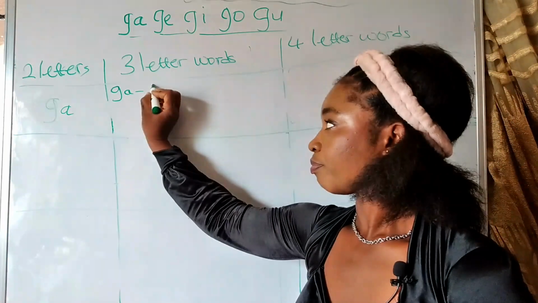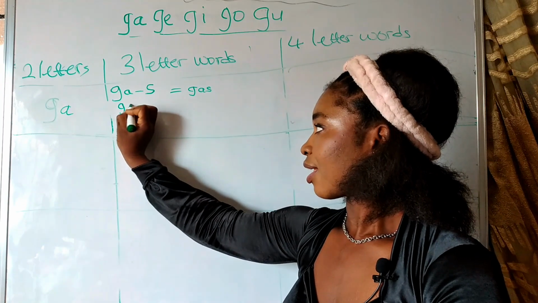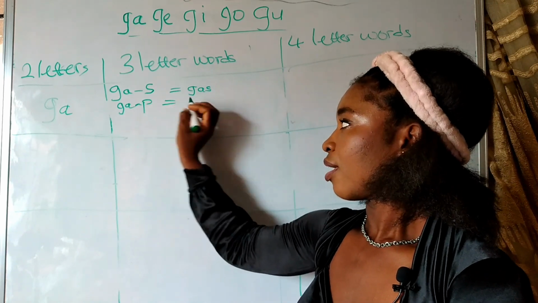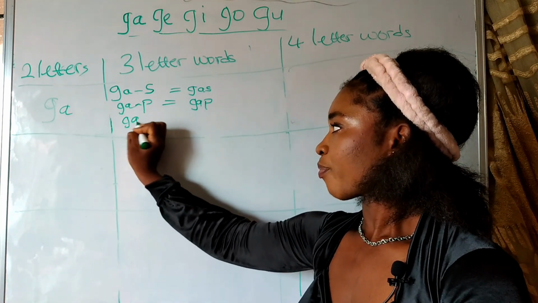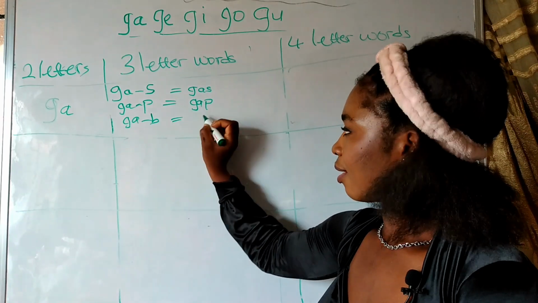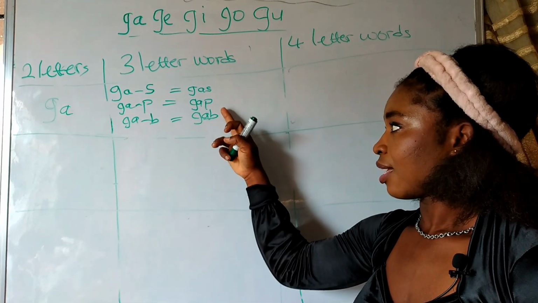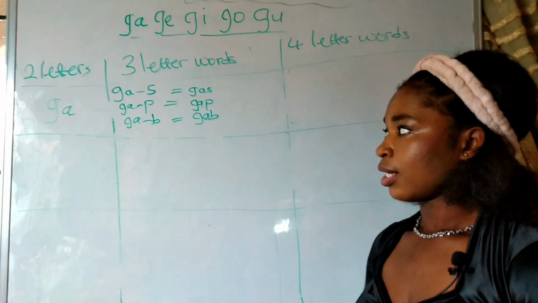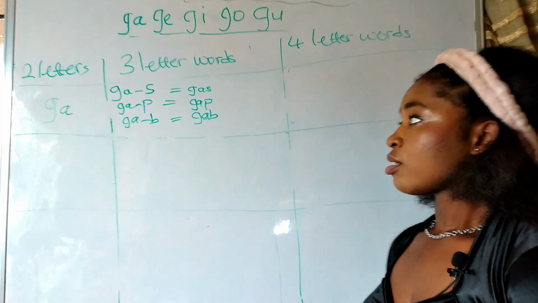So I want to add X. I added X, and that gave me what? Gas. Okay, so I have again ga, and I can equally add P, and that P gave me gap. And again we can have ga, you can add B, that will give us gab. You can add any letter you could think of. So I've been able to get gas, gap, gab.